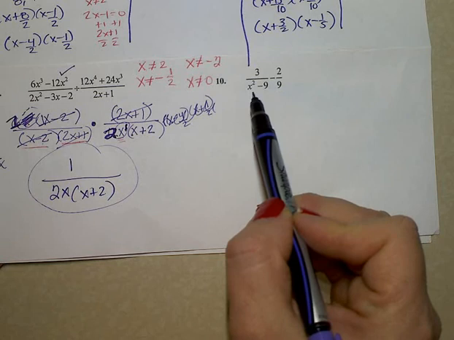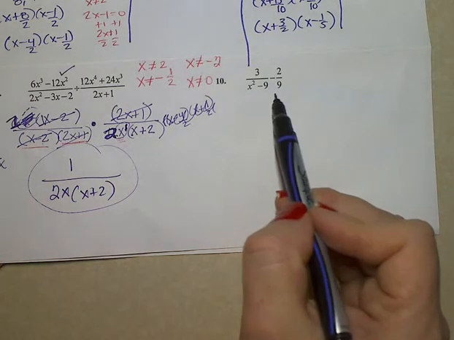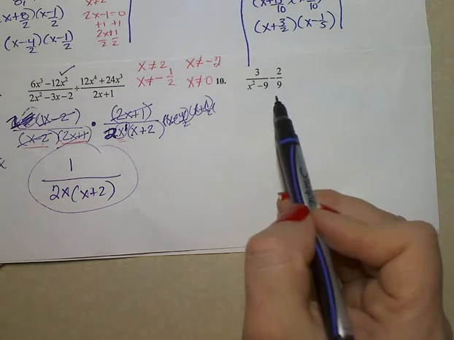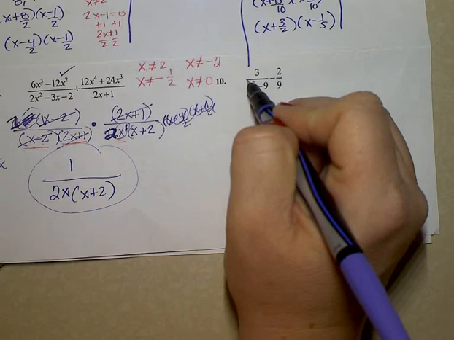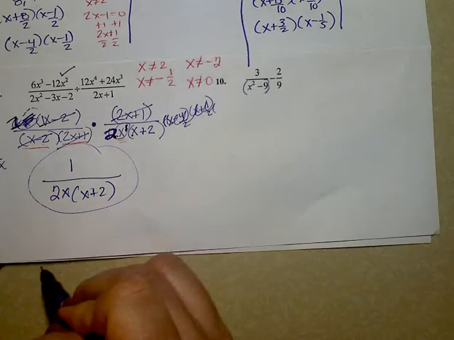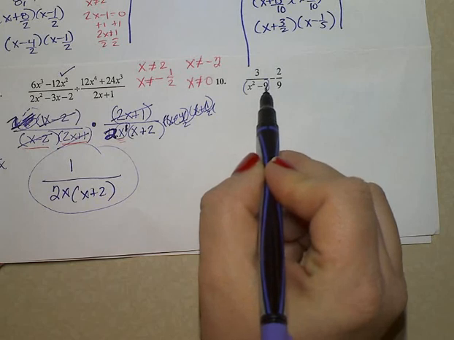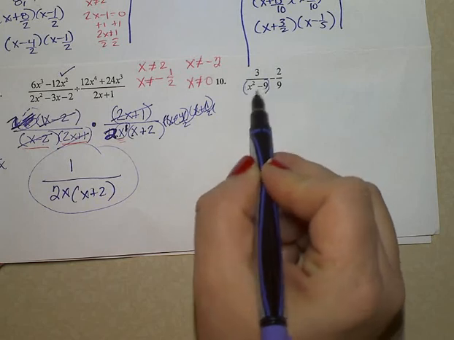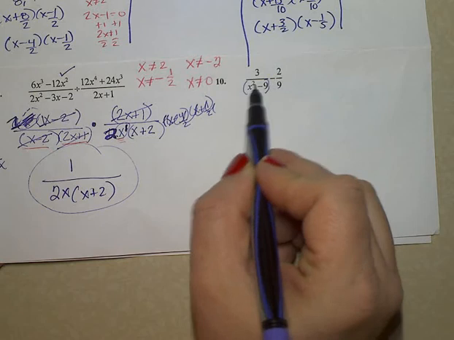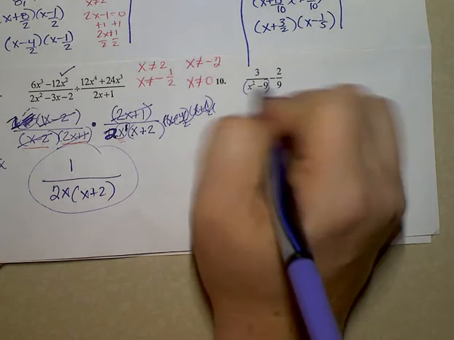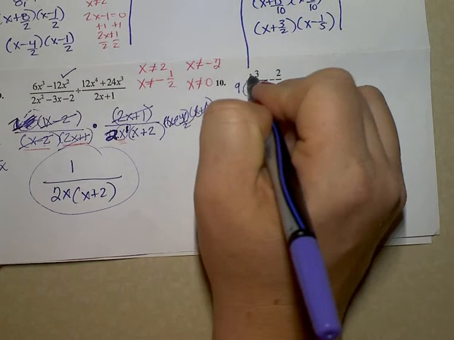But this is a single 9. This 9 is all by itself. It has nothing with it. So when we find a common denominator, let's put parentheses around this because they go together. This single 9 is not the same as this 9 because this 9 belongs to the x squared minus 9. It belongs to that quantity. So this is missing a 9. Let's go times 9. Whatever we do to the bottom, we go times 9.